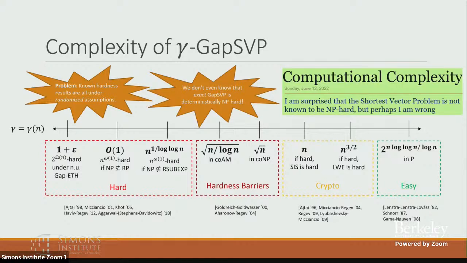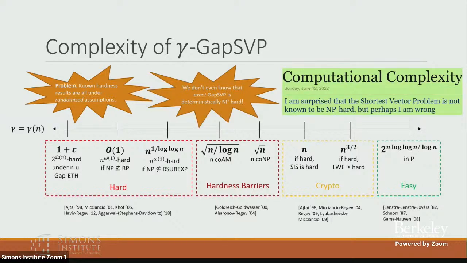So back to the question, for codes the situation is different. We know that the analogous problem to the shortest vector problem on codes is NP-hard under a deterministic reduction, and that's due to Cheng and Wan. That was shown relatively recently, within the last 10 years, I think.